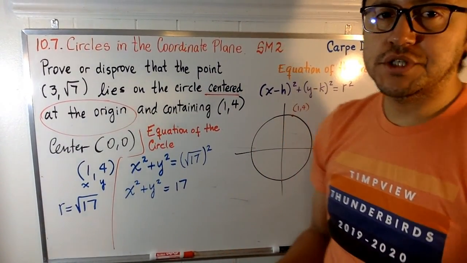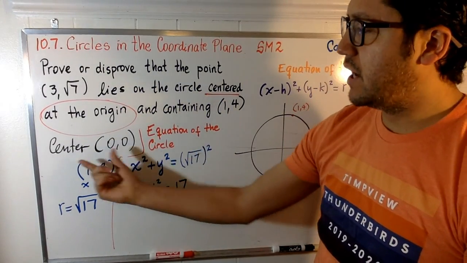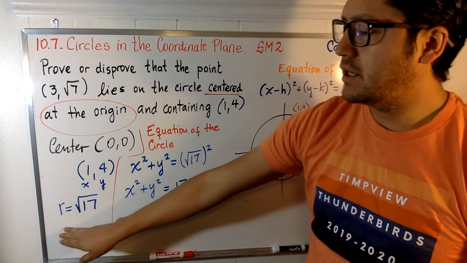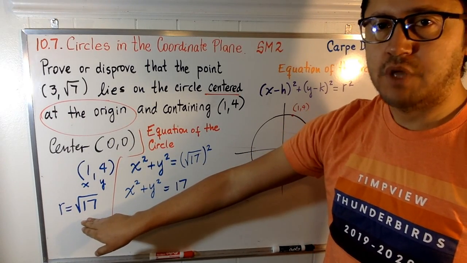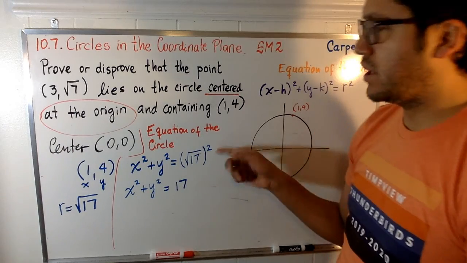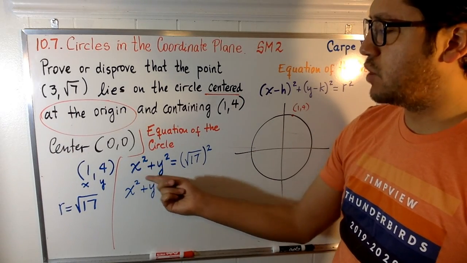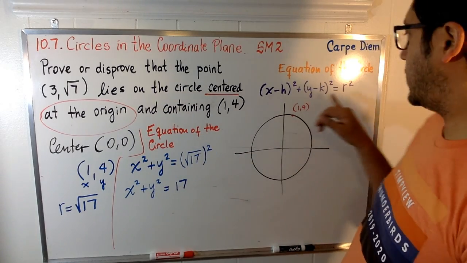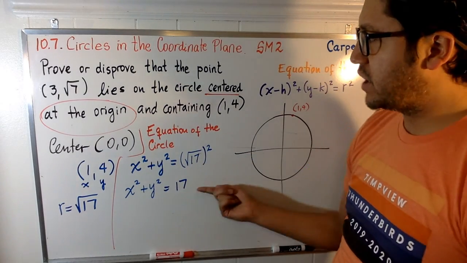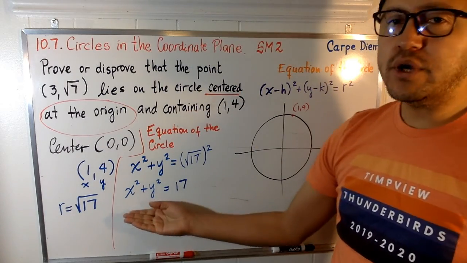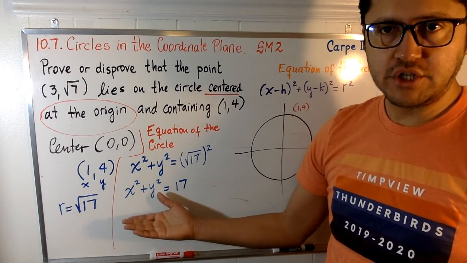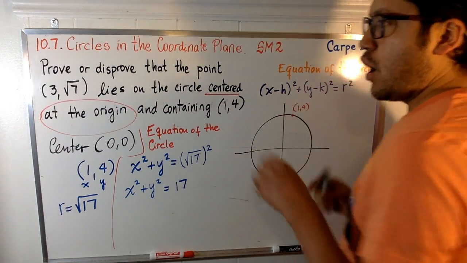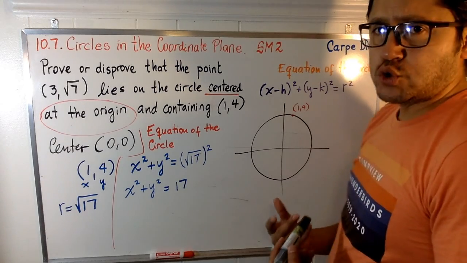With the information we just obtained, now we know that the circle of this exercise is centered at (0, 0), and its radius is square root of 17. With that information, we can now obtain the equation of this particular circle. It's x squared plus y squared equals square root of 17 squared, because the radius is squared. So this is the equation of the circle here. Now with this equation, we're going to confirm whether this point is part of the circle or not. How do we do it?